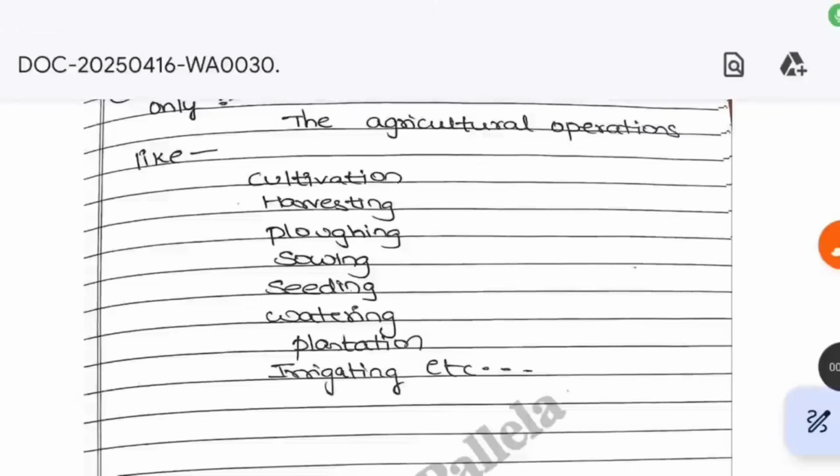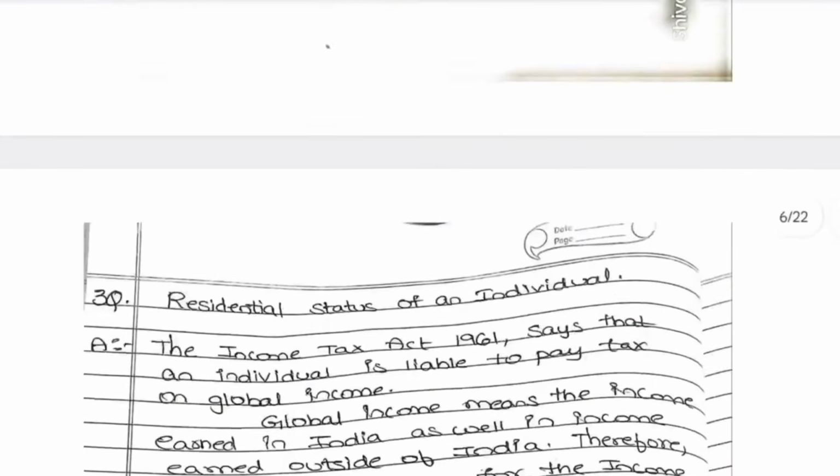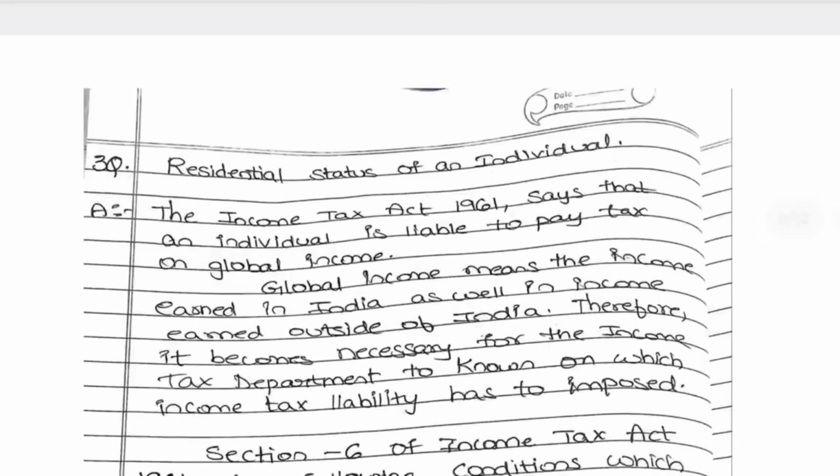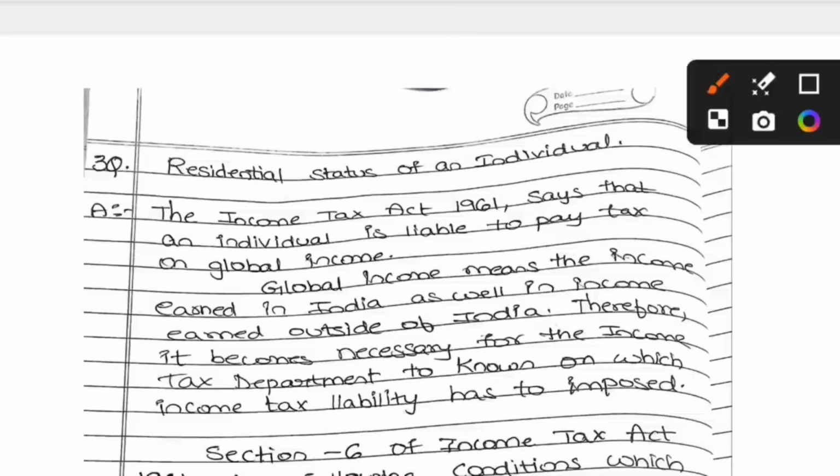Okay, so third question. The third question is residential status of an individual. According to the Income Tax Act 1961, if a person is earning global income, what is global income? Take an example of me. If I am earning from India and earning from abroad countries also, the income is called a global income. The person who is earning the global income should be liable to pay tax to the government.